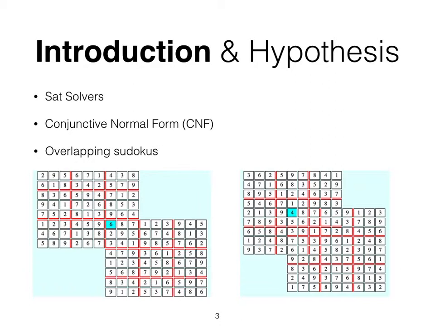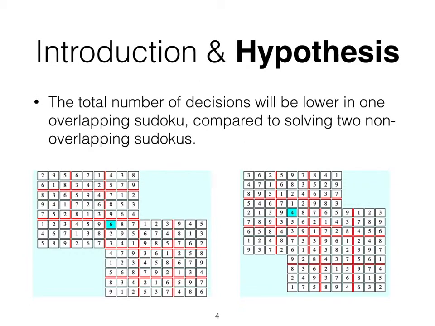An overlap sudoku is two sudokus with an overlapping region, as you can see in the pictures below. We solve these overlapping sudokus using a SAT solver and we write it in the conjunctive normal form. Now let's talk about our hypothesis. Our hypothesis is as follows. The total number of decisions will be lower in one overlapping sudoku compared to solving two non-overlapping sudokus.